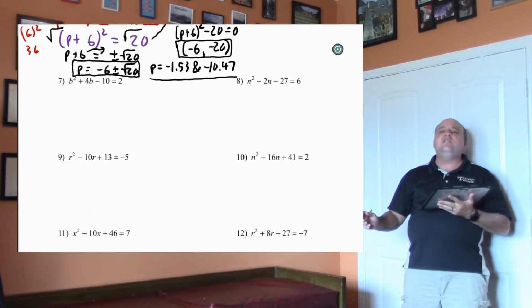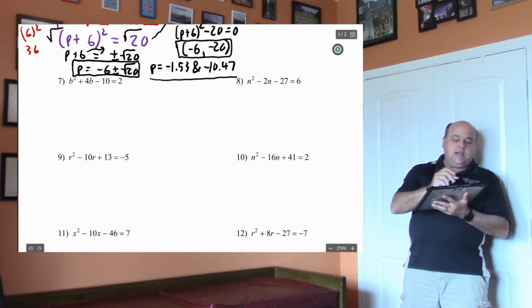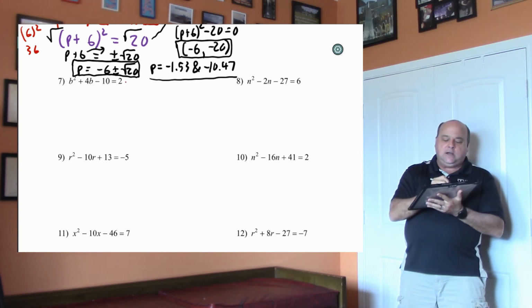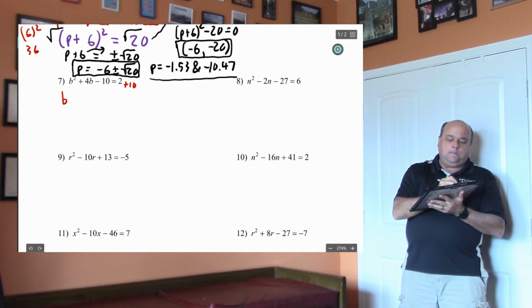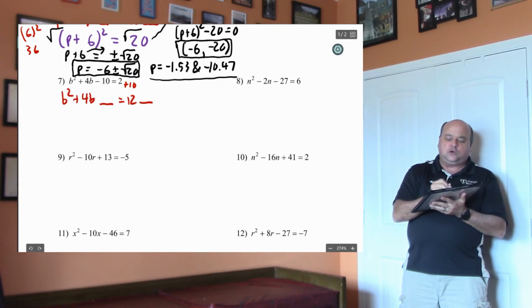Oh, fun, fun, fun. First step is to move the negative 10 over, right? I'm going to plus 10. So I'm going to get b squared plus 4b, draw blank, equals 12, draw blank.